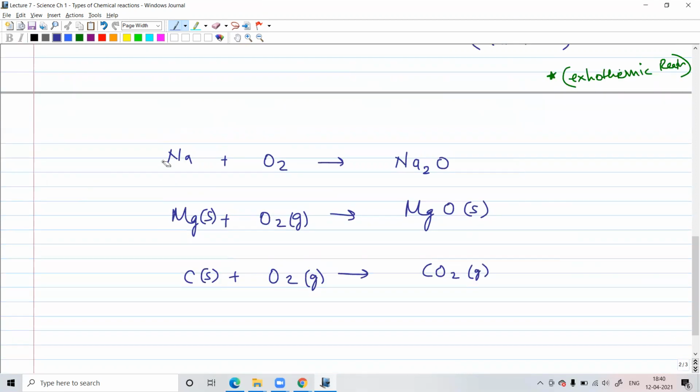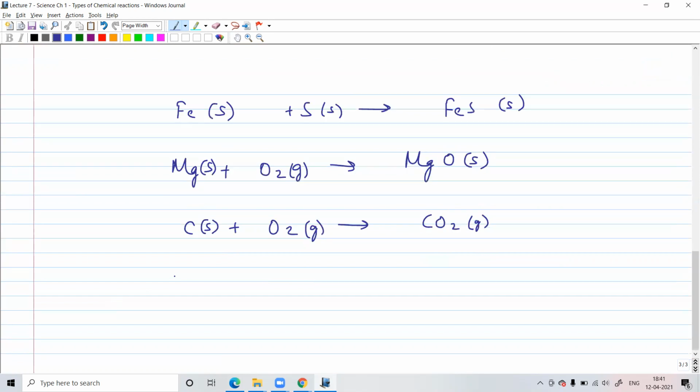So let's take examples where we know exactly what is formed. Let's take up this example: iron with sulfur, which is also solid. They combine together to make iron sulfide. And of course, one of the most common examples of this would be sodium reacting with chlorine.